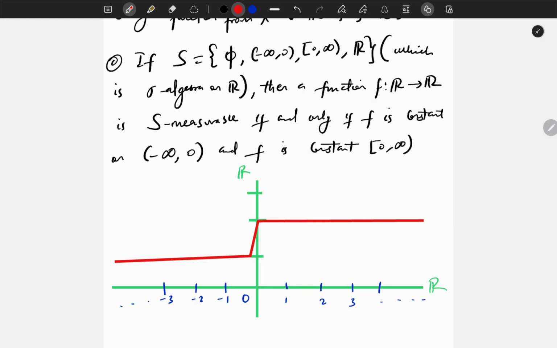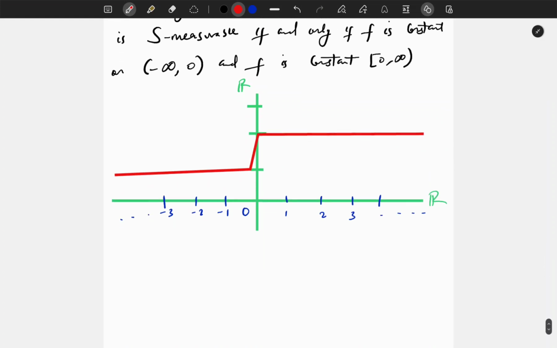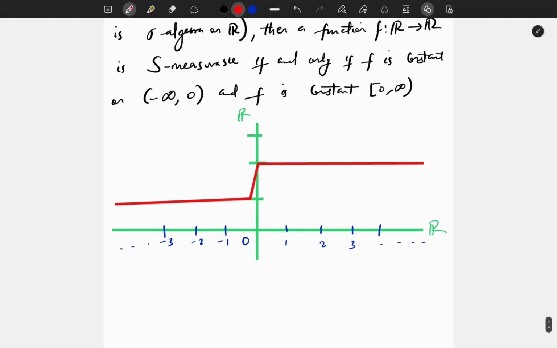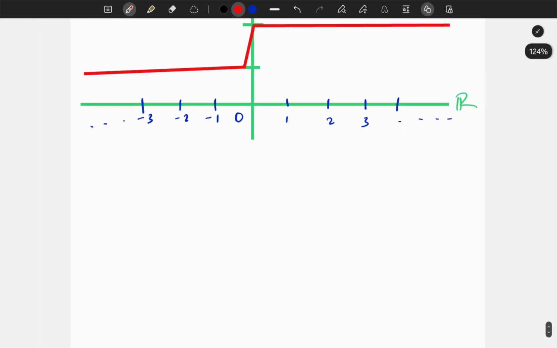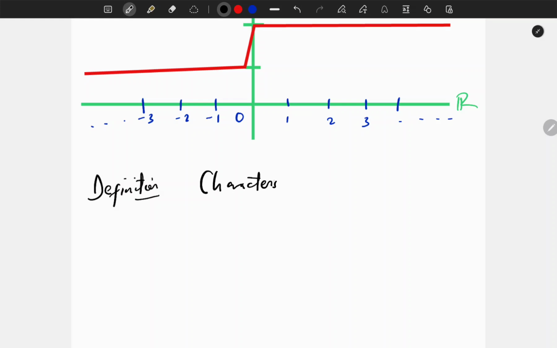Alright, so you can have something like that. So then let's define a specific function called the characteristic function. Definition: characteristic function. We denote it as chi.